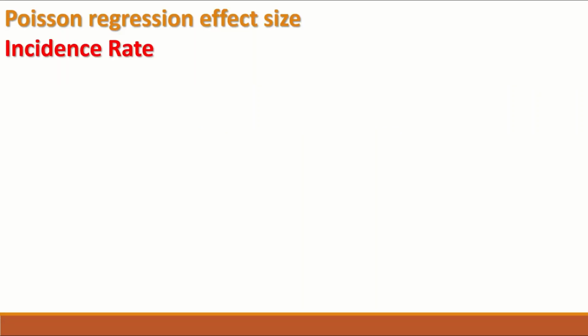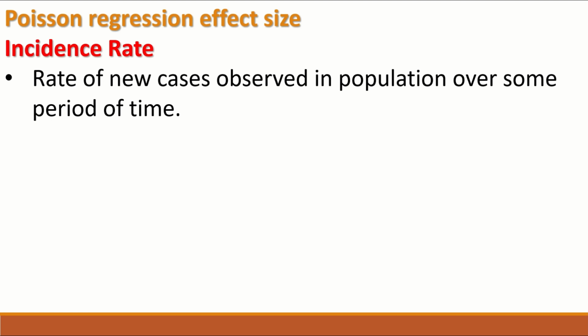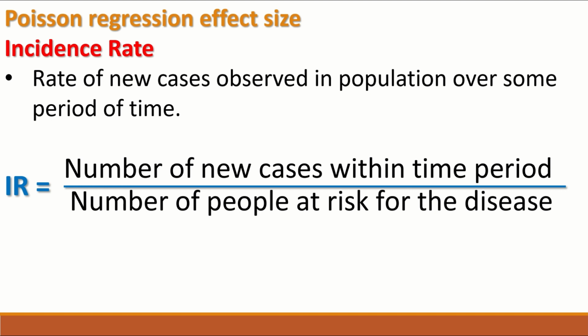The incidence rate is defined as the rate of new cases observed in a population over some period of time. The formula for calculating the incidence rate is IR equal to the number of new cases within a time period, so we need to count the number of new cases in a defined time period divided by the number of people at risk for the disease.